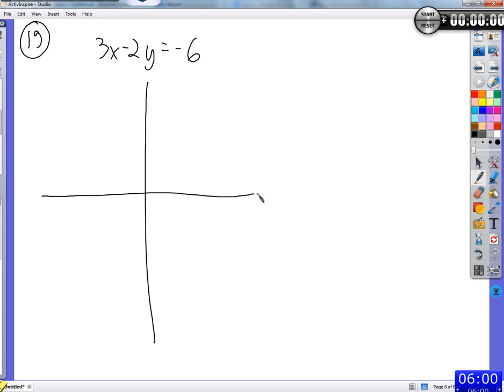Okay, it says graph it by finding its x and y intercepts. What is an x-intercept? Sideways? The graph has an x-intercept. How do you define what an x-intercept is?